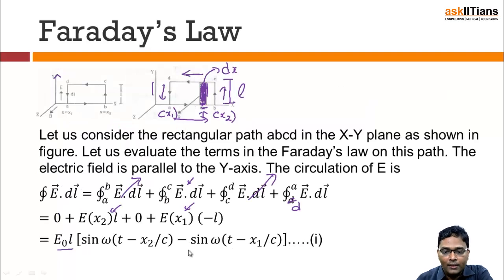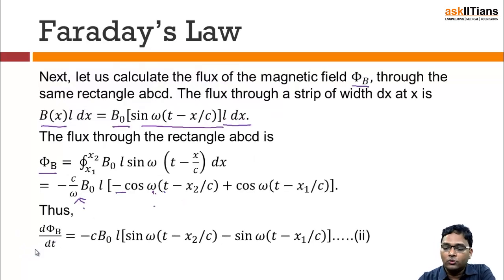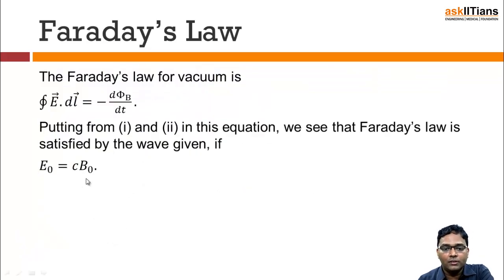Also, we had an expression like this. This was the integral of E dot dl, and we already know that the integral of E dot dl equals minus d phi by dt. Using these two equations, what we get is that the maximum value of the electric field is related to the velocity of light into the maximum value of the magnetic field. So E naught is equal to c, the velocity of light, into B naught, the maximum value of the magnetic field. This is an important conclusion that we derive from Faraday's law.